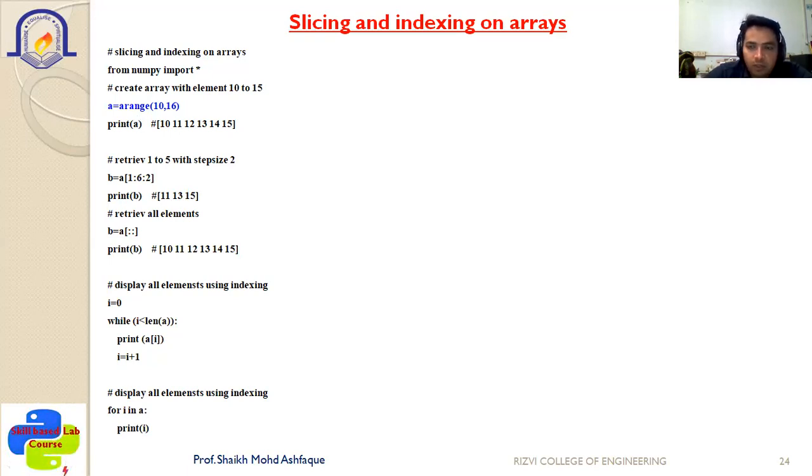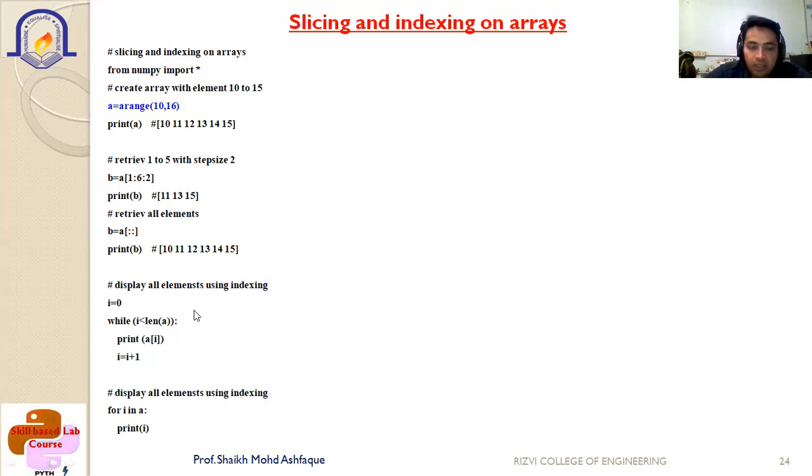Now we can perform all the slicing operations as well, retrieving from 1 to 5 with a step size of 2. So we can write it as b is equal to a[1:6:2]. It will print from position 1, then jump by 2 to 13, then jump by 2 to 15. So you can see the output as 11, 13, and 15. If you want to retrieve all the elements, you can simply use the colons and not write any value. So b is equal to a[::], and the entire elements of that array will be printed.